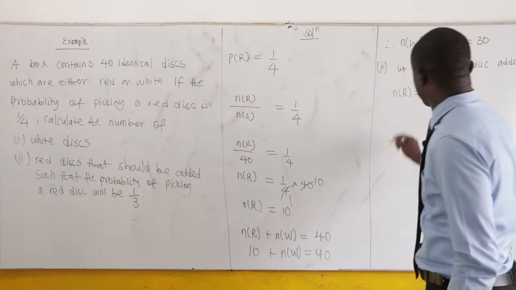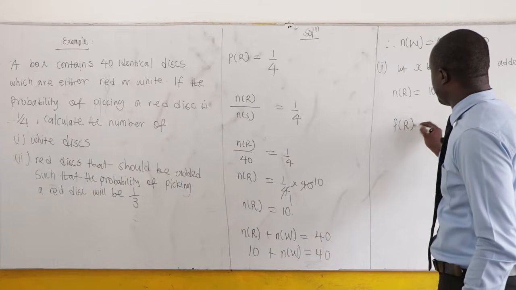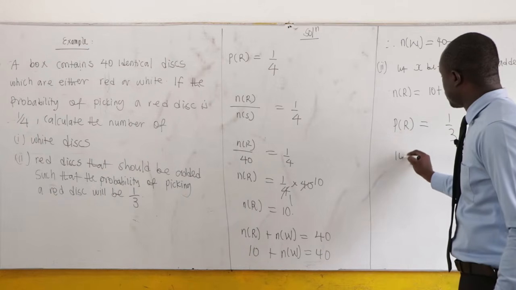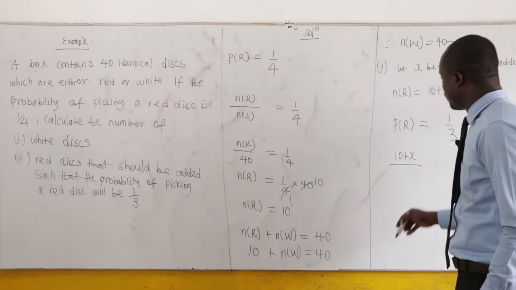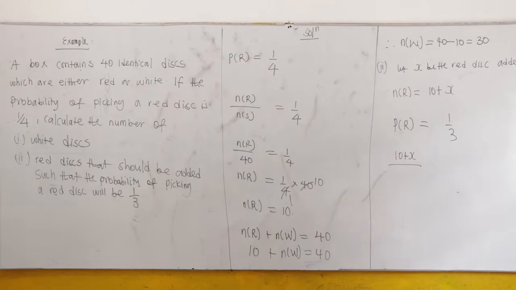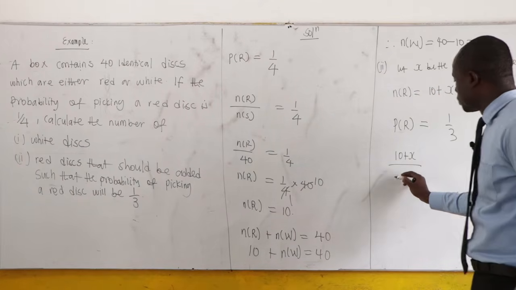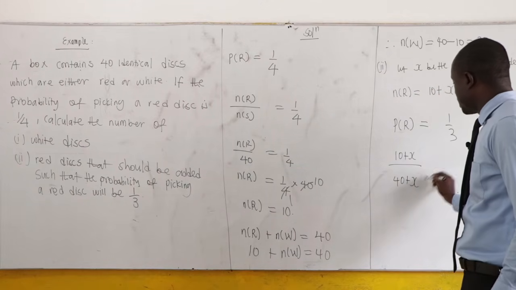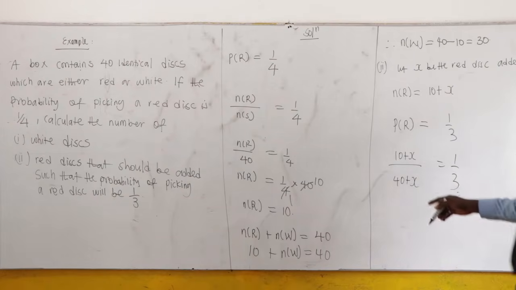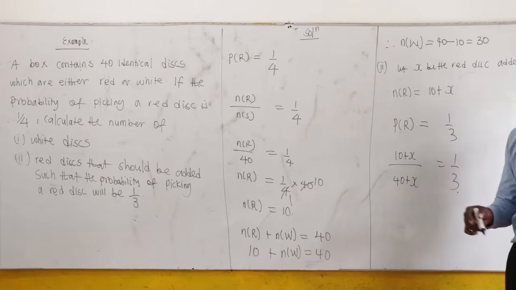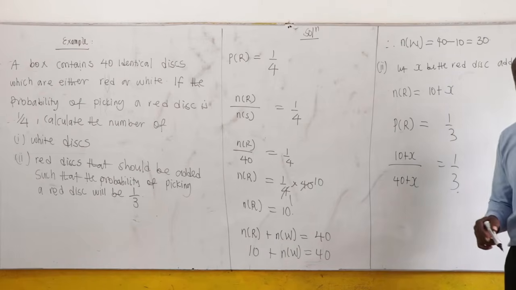Now we are being told that the probability of picking a red disc is 1 over 3. So this will be 10 plus X all over the total. But we shouldn't forget that because X has been added, the total will also change: 40 plus X, equal to 1 over 3. So the sample space will increase by X because the red discs have increased by X.